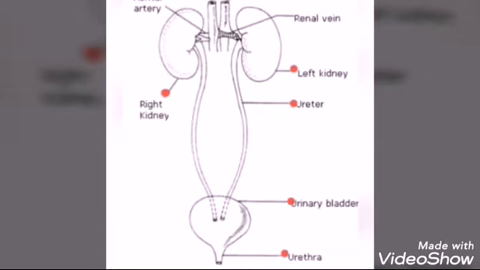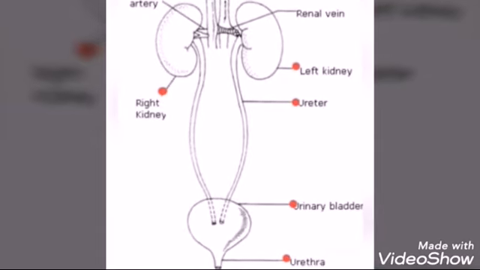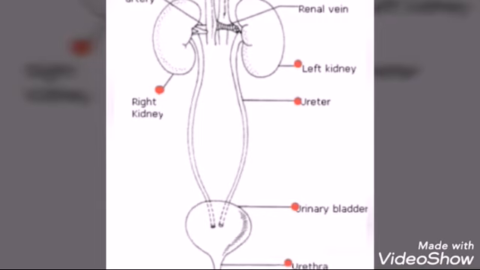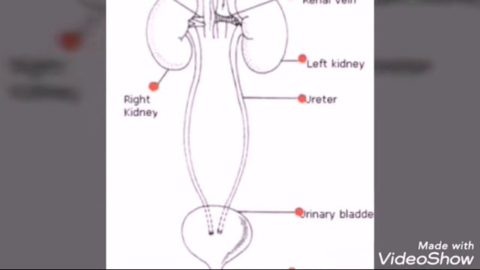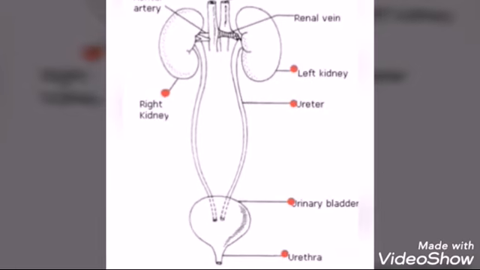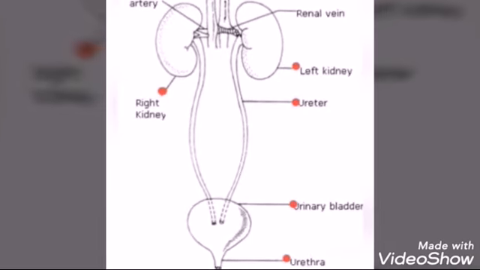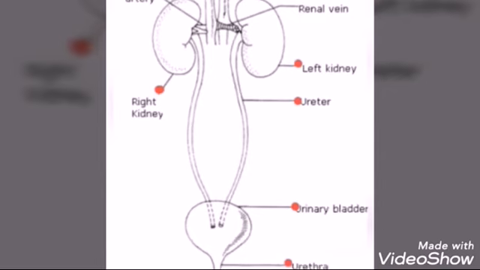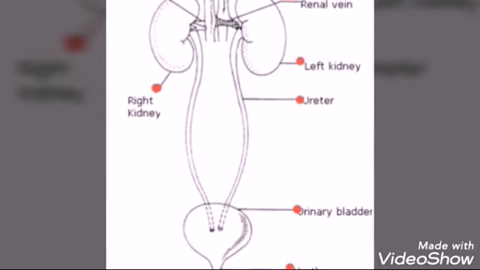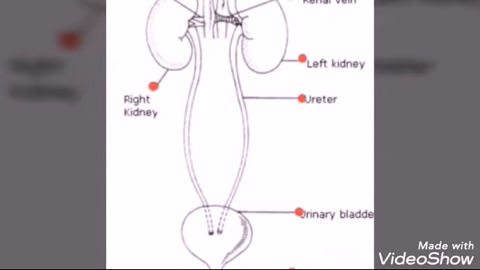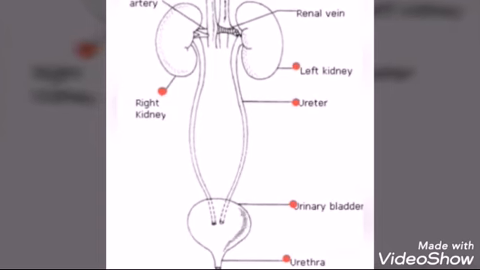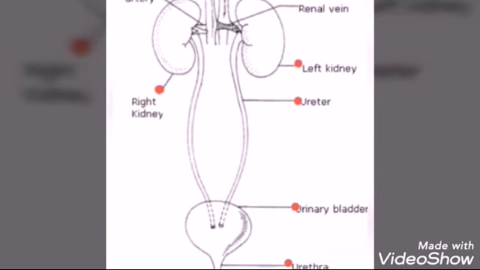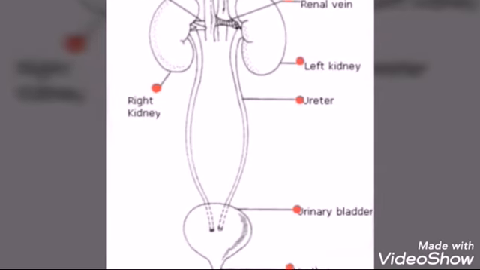Already you know that nephron is the structural and functional unit of kidney. In rabbit also, each kidney is made up of millions of nephrons. The nephrons are eliminating the nitrogenous waste. Kidneys are dark red in color and bean shaped. They are located in the abdominal cavity. From each kidney, left kidney and right kidney, arises the ureters.